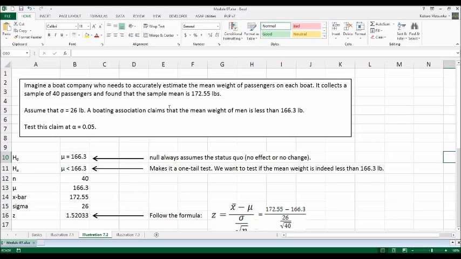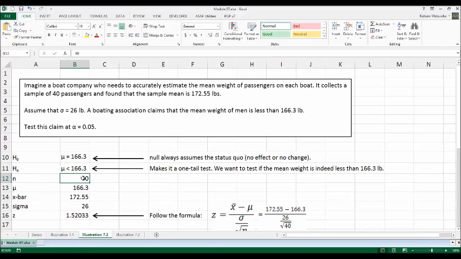So, just like the last problem, I set up the null hypothesis and alternative hypothesis. So the null, again, is always going to be the status quo, so it's always going to be equal to some number. And in this case, the claim is 166.3, so that's the number you make it equal to. And the claim is that it's going to be less than that number, so that's why it's less than here. So it's going to be a one-tailed test.